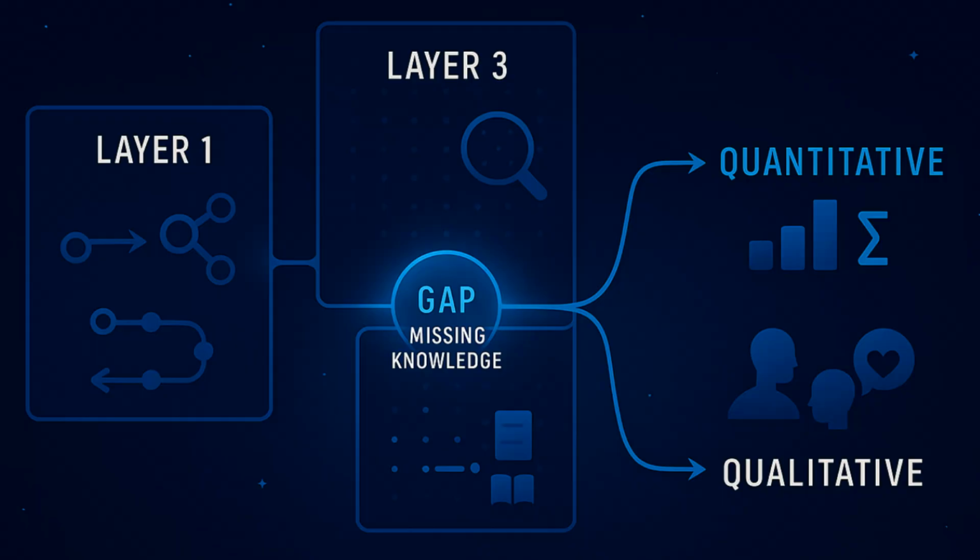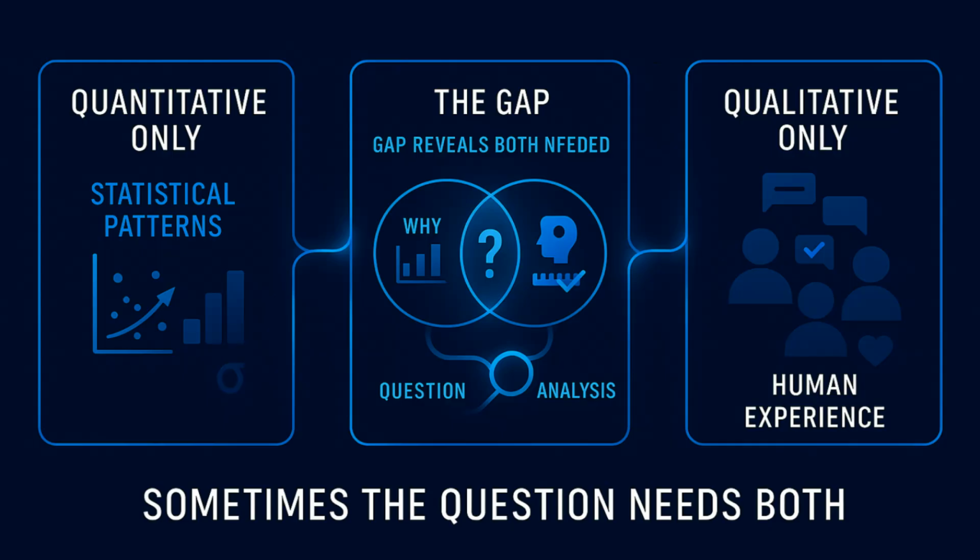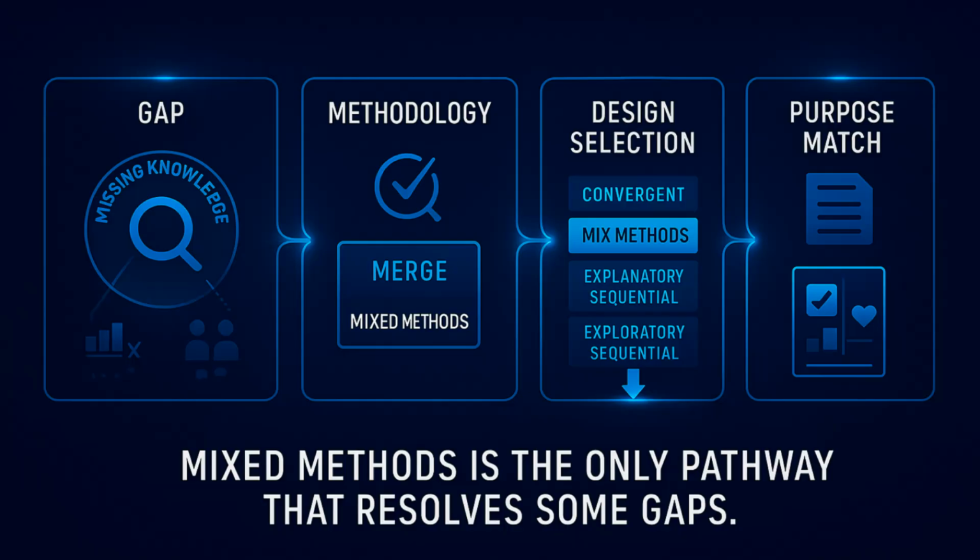field still needs. Sometimes that gap pointed clearly toward quantitative research. Sometimes it pointed toward qualitative work. But occasionally, the gap revealed that neither one alone could answer the questions that matter. Statistical patterns needed deeper explanation. Human experiences needed to be measured or tested. Or the phenomenon itself required two different types of understanding at the same time. In those moments, the methodology becomes mixed methods. Not because you prefer it, but because it is the only methodological pathway that can resolve the gap.